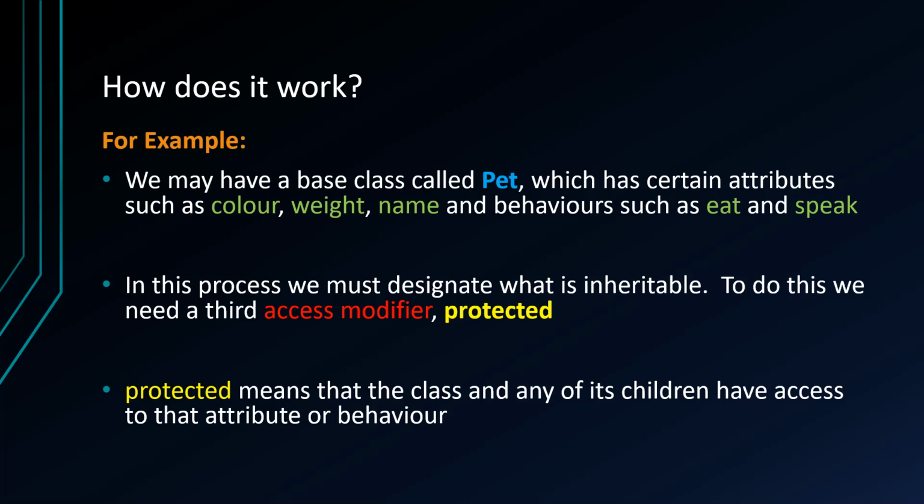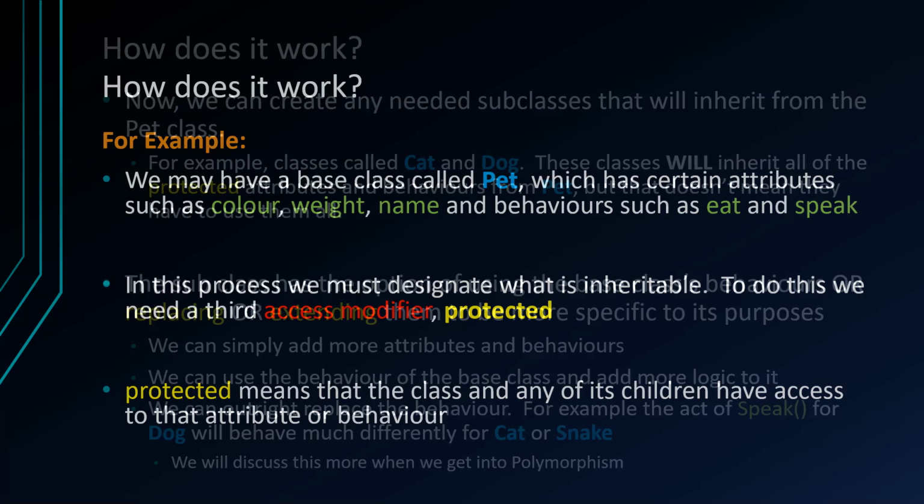What does it actually mean? Protected means that the class and any of its children have access to that attribute or behavior. So if you create an attribute in pet called color and you set it to be protected, that means pet has the ability to use and modify color. So do any of its children. So cat would have the ability to use and modify that color variable as well, even though it's not actually storing that variable. Pet is. Pet is maintaining that variable.